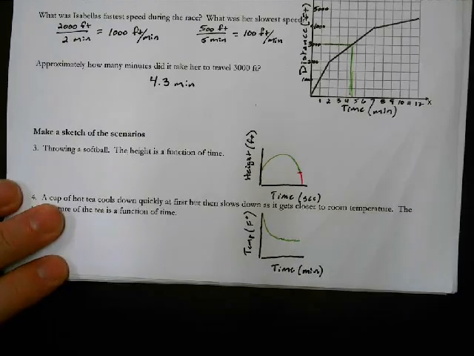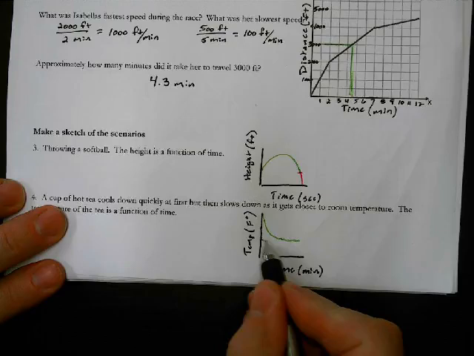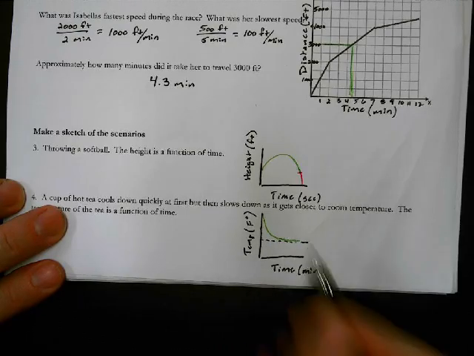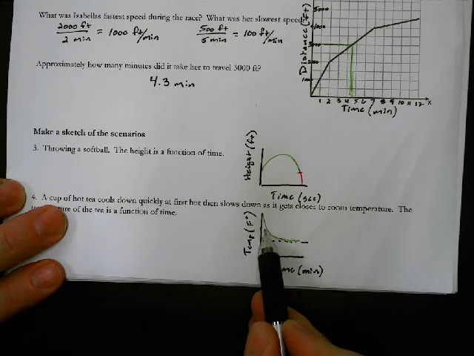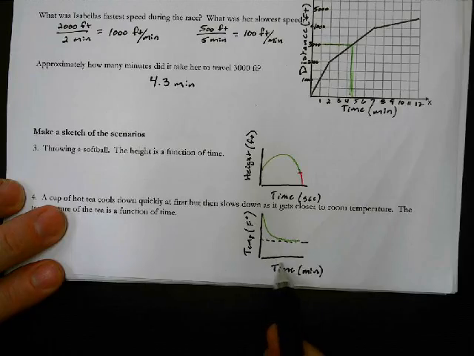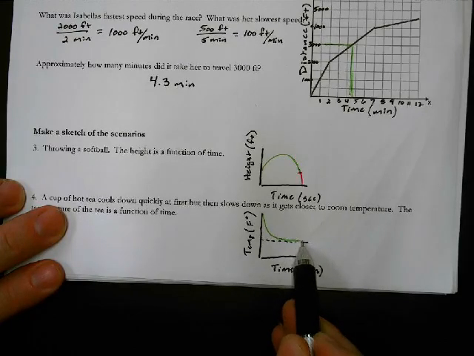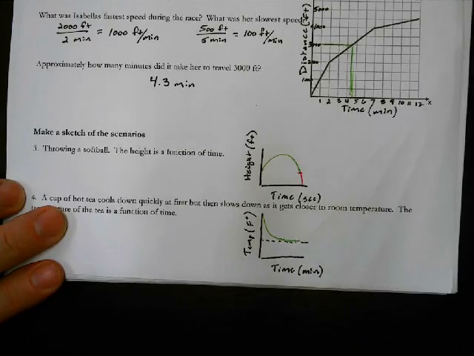This part here indicates where room temperature would be, because it cools down quick, and then as time goes by, the temperature gets closer and closer to room temperature until eventually it'll hit that room temperature right there. So that would probably be some kind of curve that we would do.